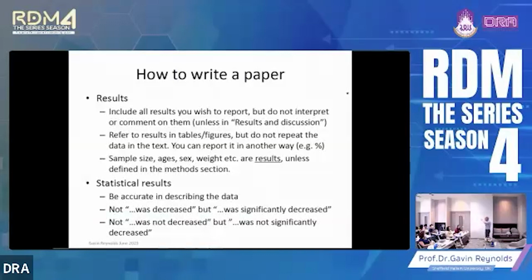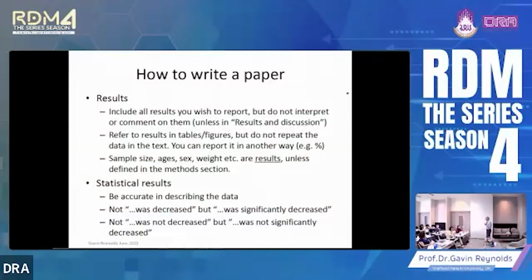So maybe you've got a list of numbers for control and experimental group in a table. When you describe them, don't use those numbers again or repeat those p-values, but you can perhaps describe the data in a slightly different way, as a percentage change, to make it easier for the reader to understand and interpret the data. Remember that usually sample size, ages, sex, weights, these sorts of things are results rather than in the methods.